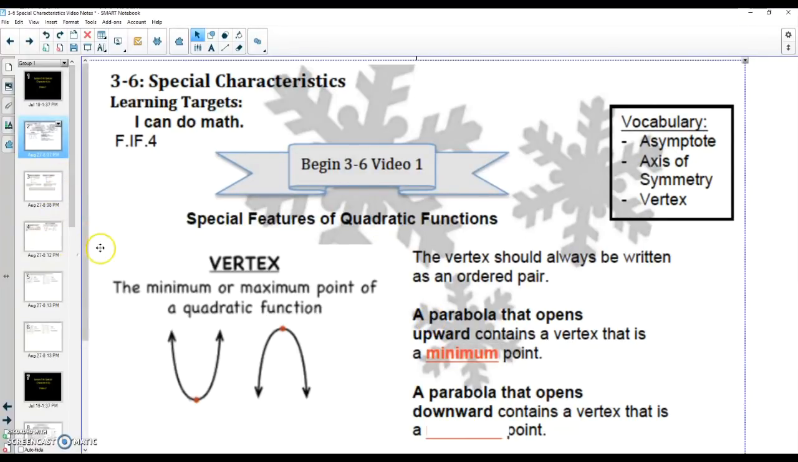So our parabola on the left here that opens up, that little red dot on it would be our vertex, and that is going to be a minimum point because it is the lowest point on that graph. On the other hand, if we have a parabola that opens downward, the vertex is going to be a maximum point. And we can see that on our quadratic on the right here. Our red dot will still be our vertex, but this time it is at the top of the function.